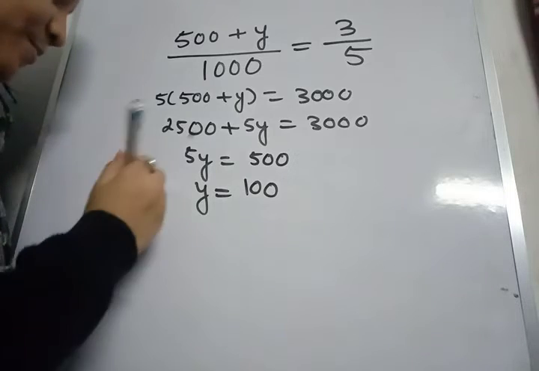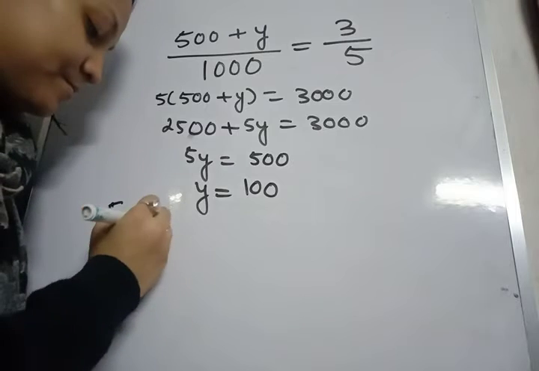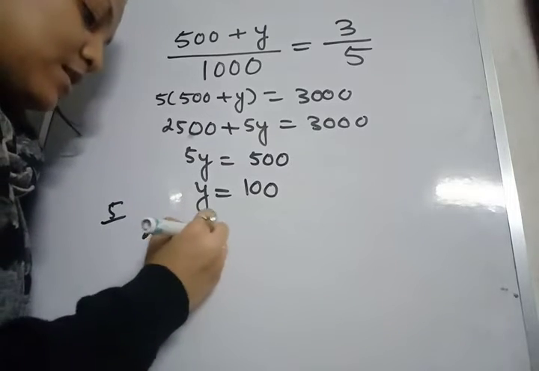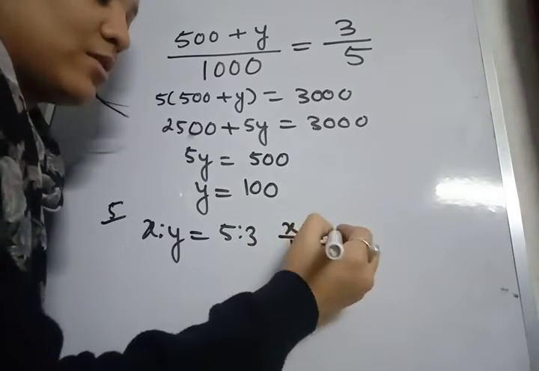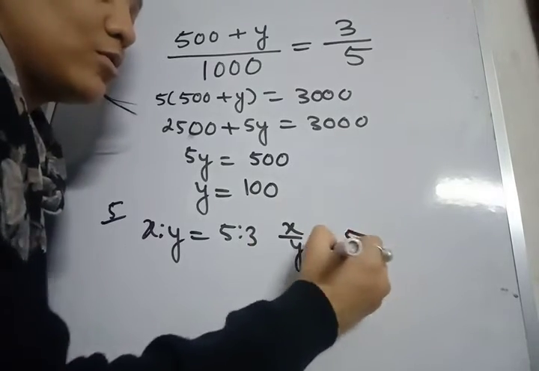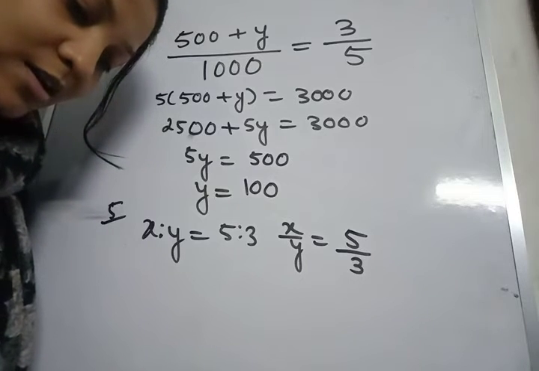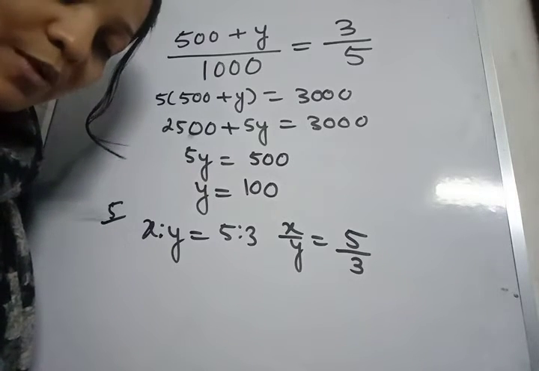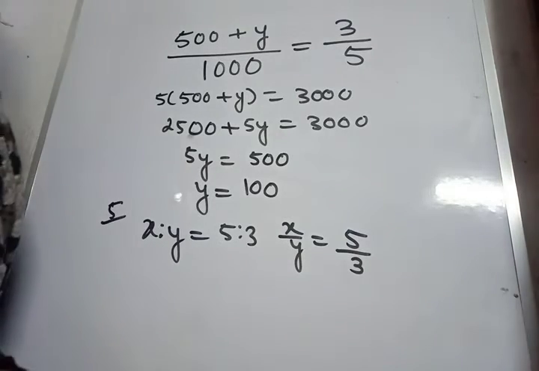X is to y. This was sum number 4. X is to y equals to 5 is to 3. That means I can write x by y equals to 5 by 3. Now I have to find out 8x minus 5y is to 8x plus 5y. So let's do that.